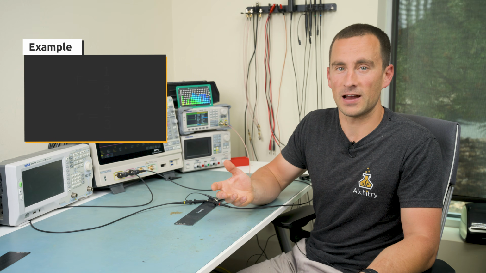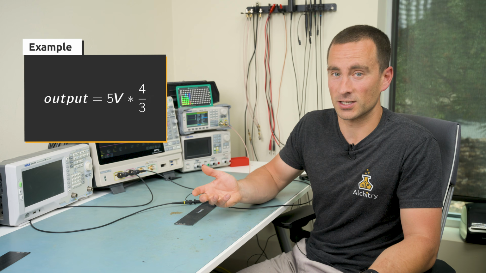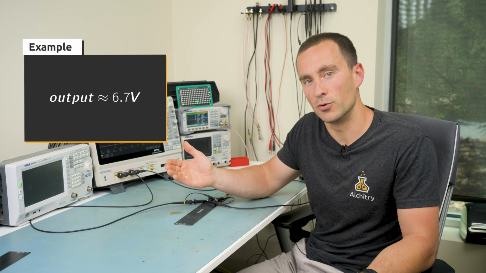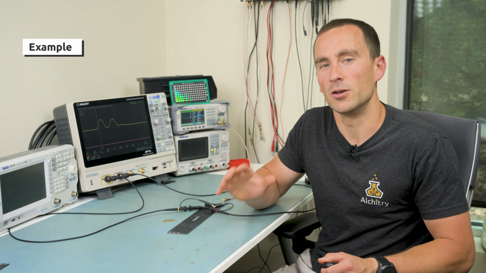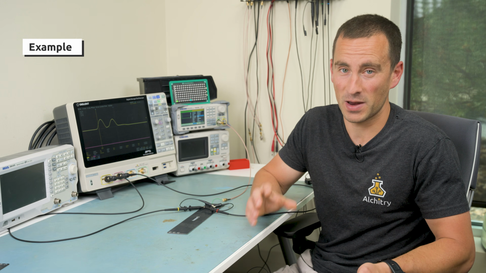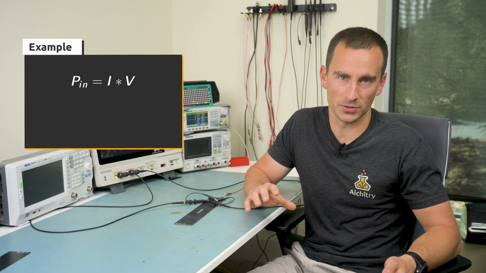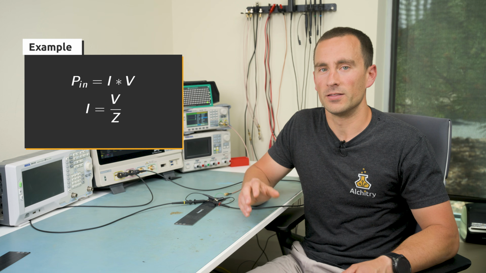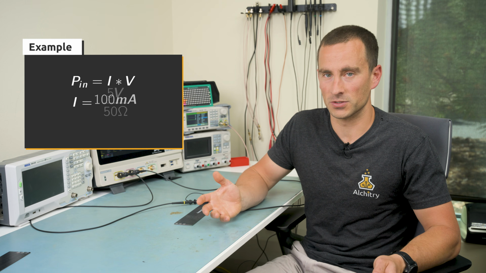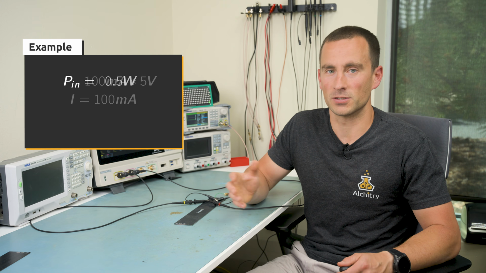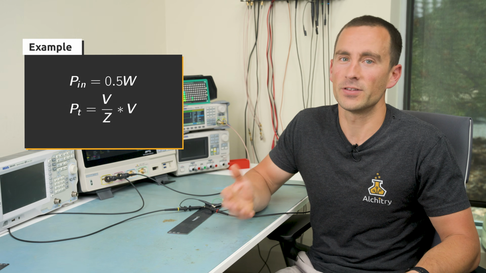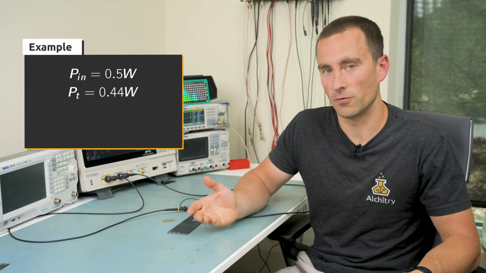If the pulse was 5 volts, we would expect to see around 6.7 volts continue on past the point of discontinuity. However, that new higher voltage pulse has less power. Let's take a look at why. First, power is current times voltage. We know that the current will be the voltage divided by the impedance from Ohm's law. That tells us that the power we started with is half a watt. After the discontinuity, we only have 0.44 watts.